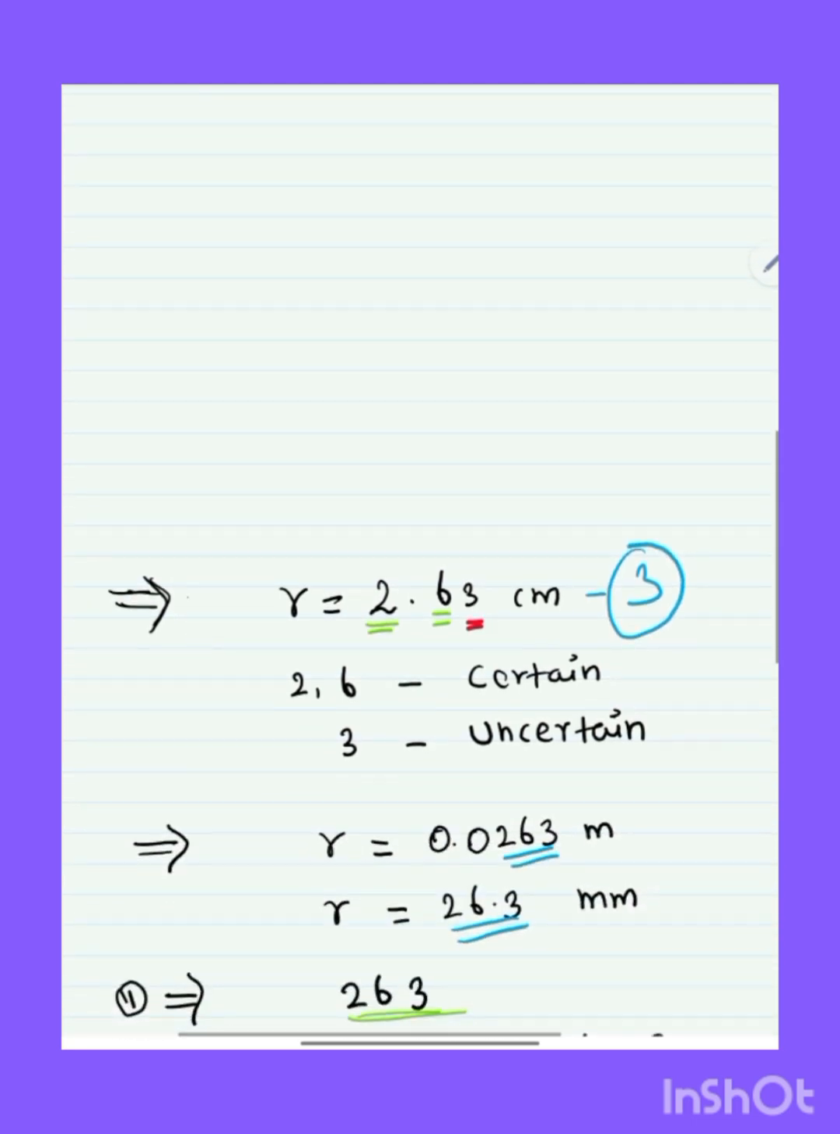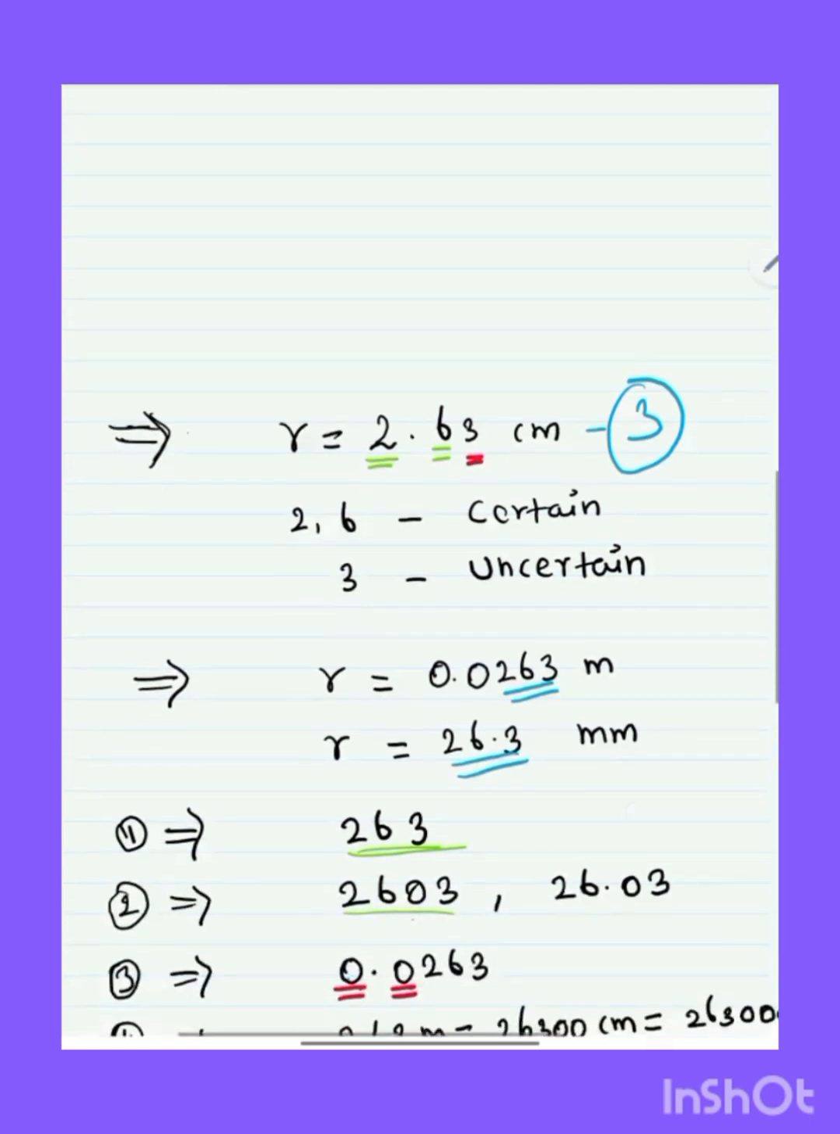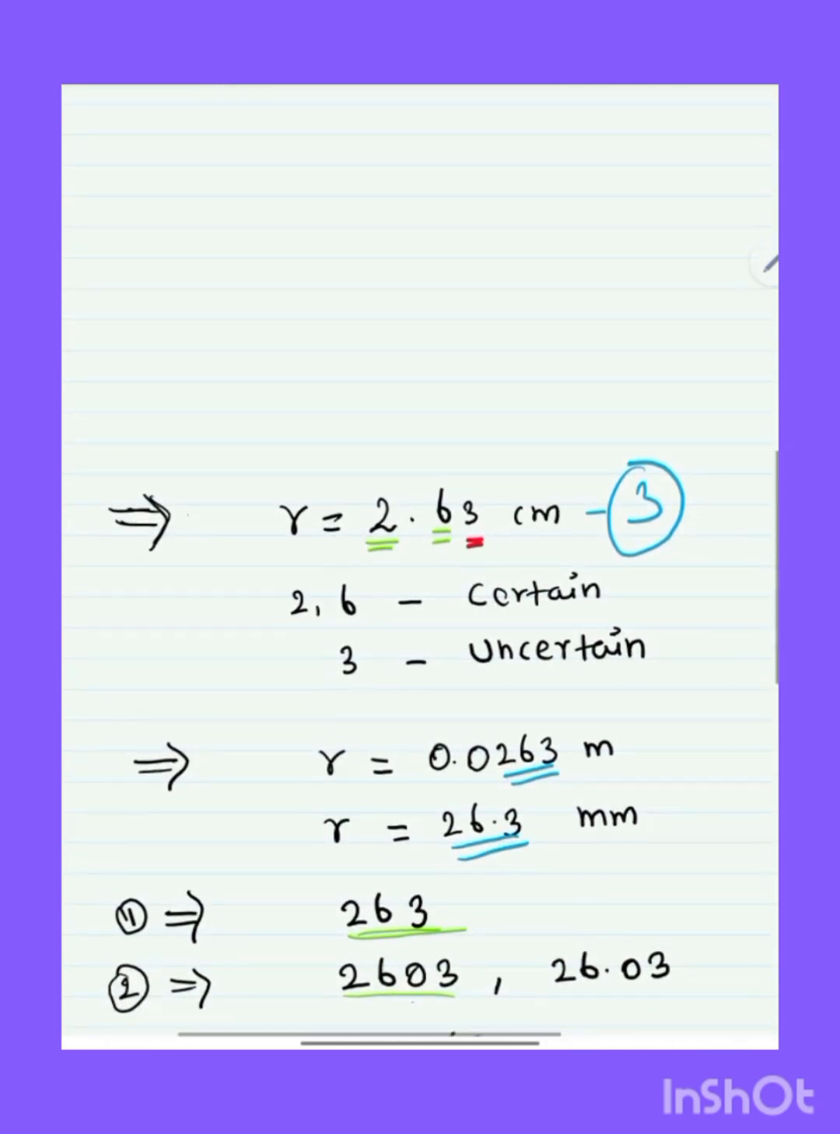Changing the unit system will not change the significant digits. The same radius I am representing now in meter can be written as 0.0263, and in millimeter as 26.3. In both cases it has 3 significant digits. It won't change.